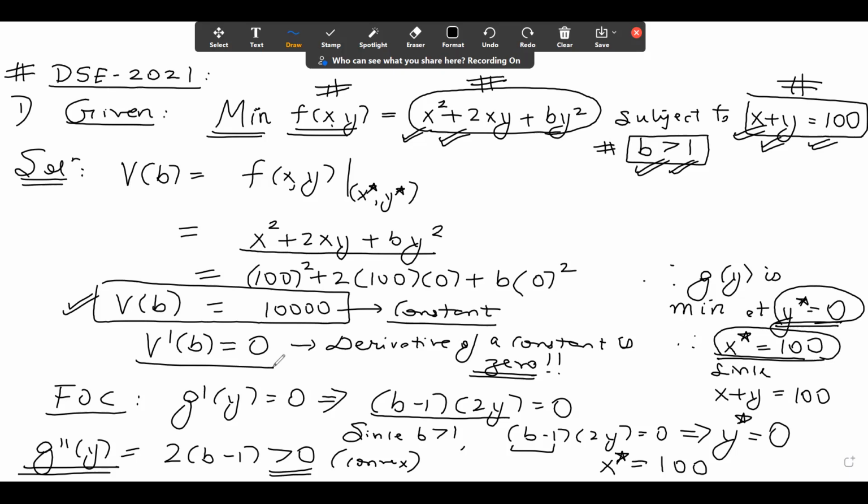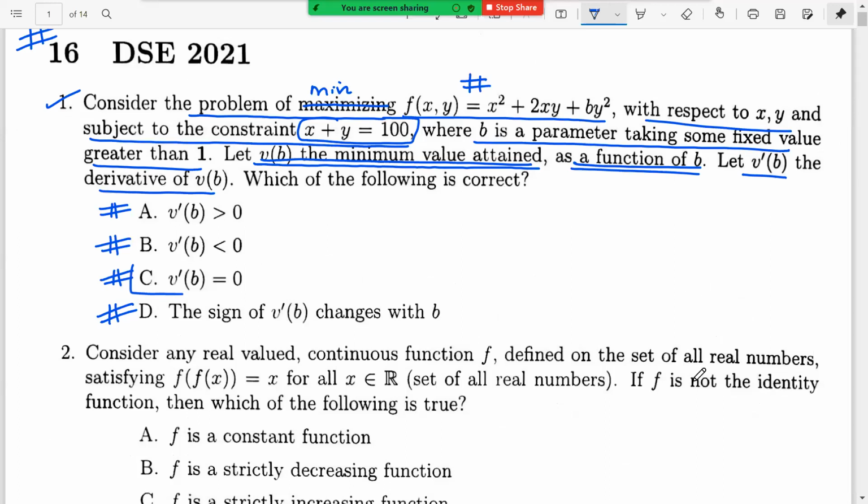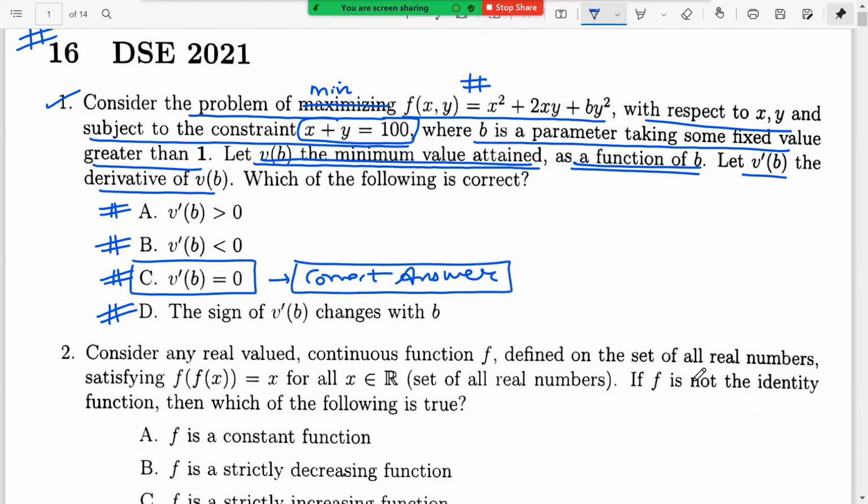So I can now come back to the question paper and we can mark the correct answer. The correct answer for this question is v dash b is equal to 0. Okay, this is the correct answer for this particular question. So hoping all students attending this lecture have understood question number 1 and have no doubts.